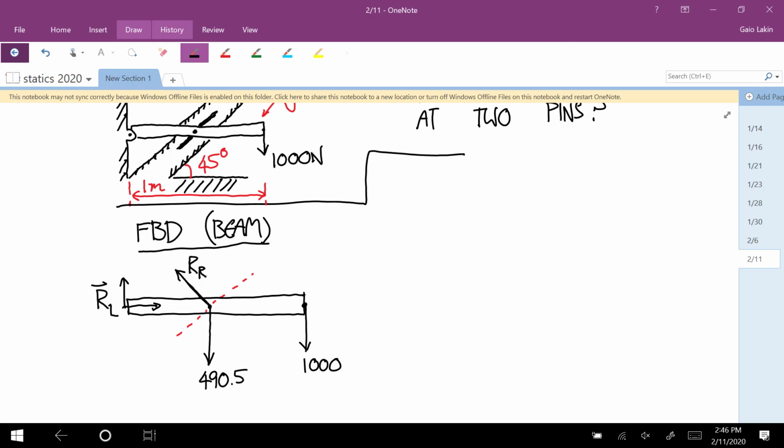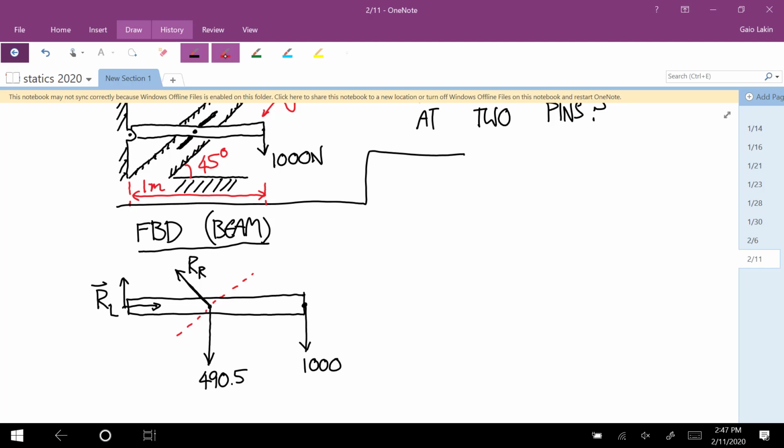All right, so do we have a chance of solving this problem? Yeah, because how many equations do we have for Newton's laws in 2D? We have 2 for Newton's second law, 1 for the moment equation, so 3 total equations. That means we can solve for 3 variables, and that's what we have: 2 components of RL and 1 of RR.